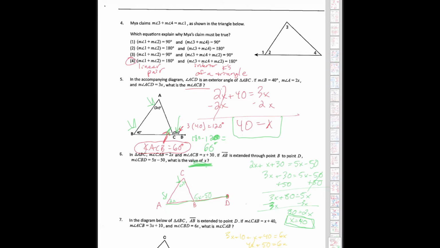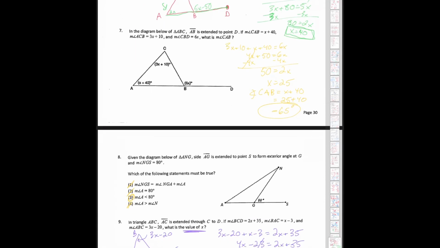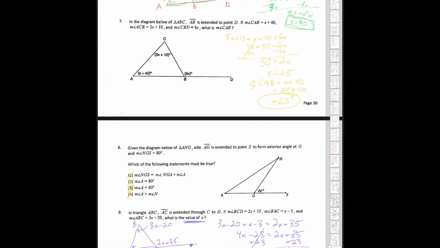Now moving on to number 7. For number 7, we have the same situation here. It's repeated over and over again. The main theme is to use the exterior angle theorem. So again here, if you look at the work, all we're trying to do is solve for angle CAB. So I do the same thing.